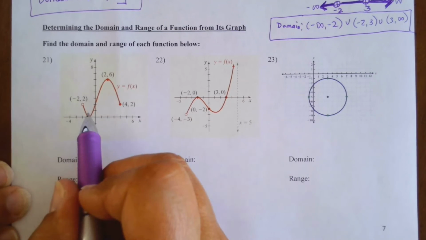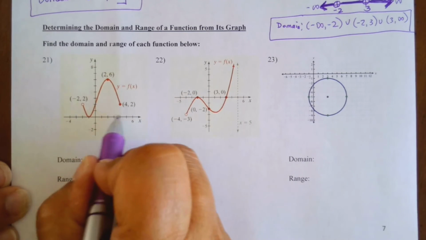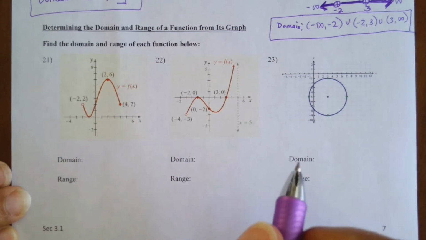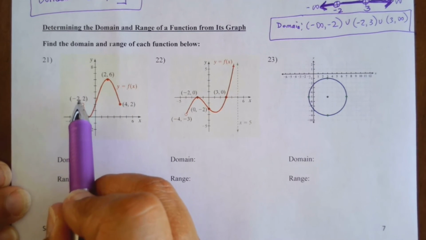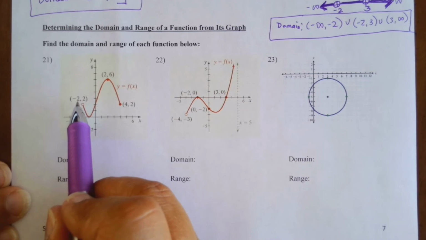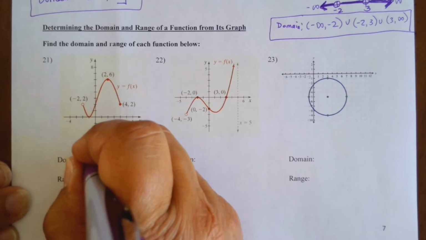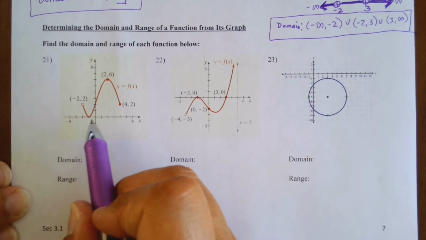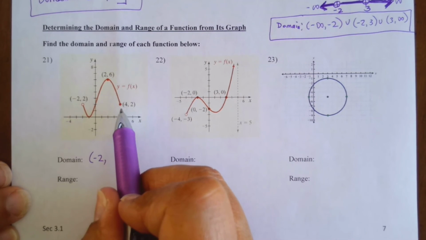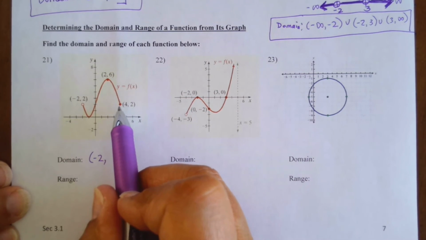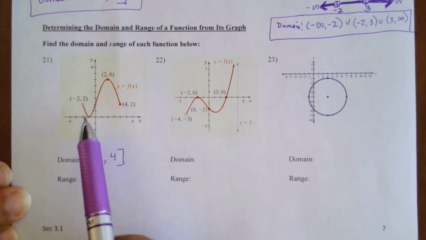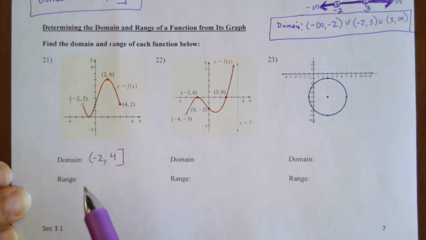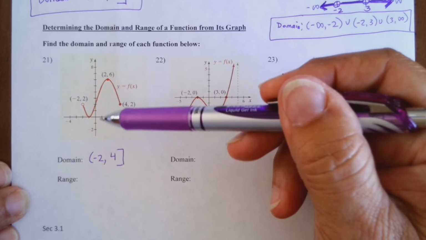All right, so the domain is from x to x. What's the lowest x and the highest x that I use? Well, this graph stops at -2, so the smallest x value is -2, but I'm not including it, so that would be a parentheses. And the largest x value I'm using is 4, which is a closed circle, which means I am using it. So the domain of this graph, the x values, from what x to what x, that would be -2 to 4.